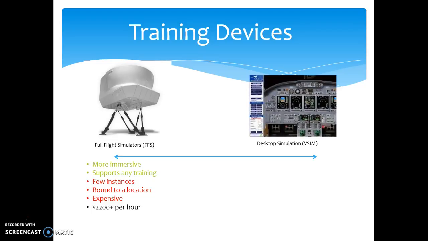Then you go to the far end of the other side, the desktop simulation, or the vSim. They're less immersive. They only support one type of training on a desktop. We can run many instances though, and they're not bound to a single location. And they're very inexpensive, about $100 an hour to operate.